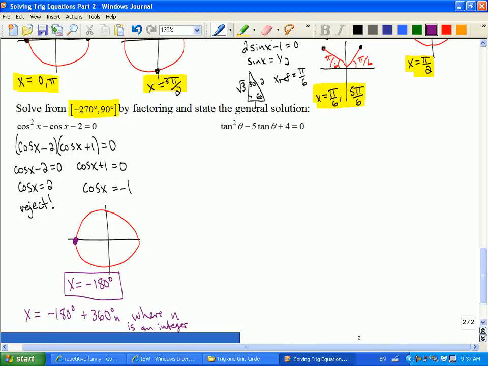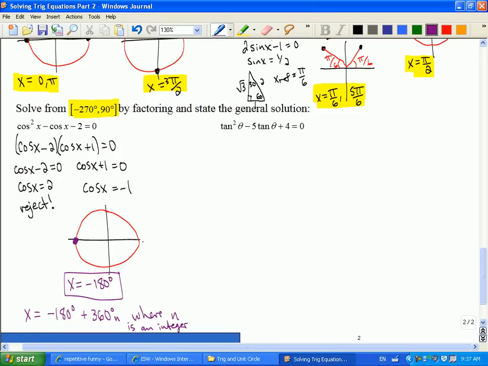Okay, so here is our first solution. You can reject the cosine of x equal to 2. It does not happen. Then the second one is where cosine of x is negative 1. Sorry, I forgot to unfreeze it for you. So the cosine of x equals negative 1. That's on the unit circle at minus 180 degrees according to the range we're looking at.